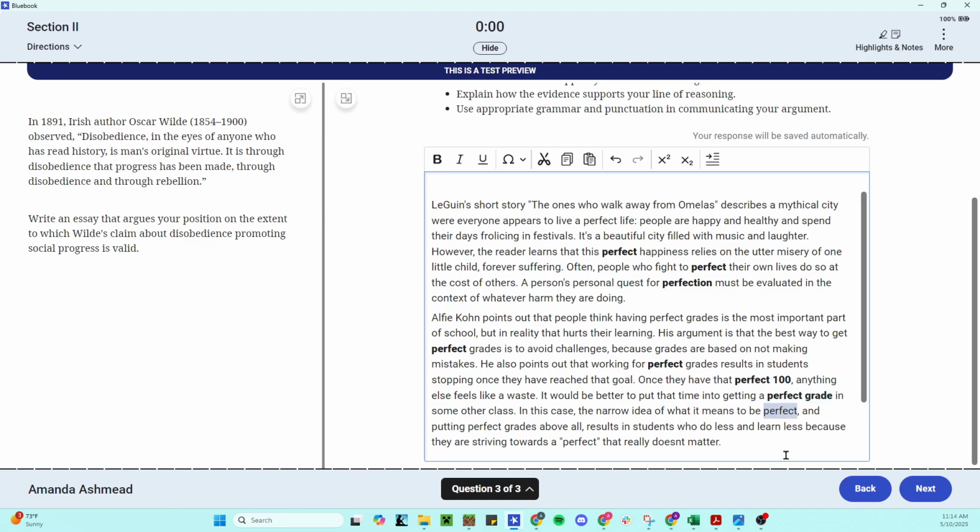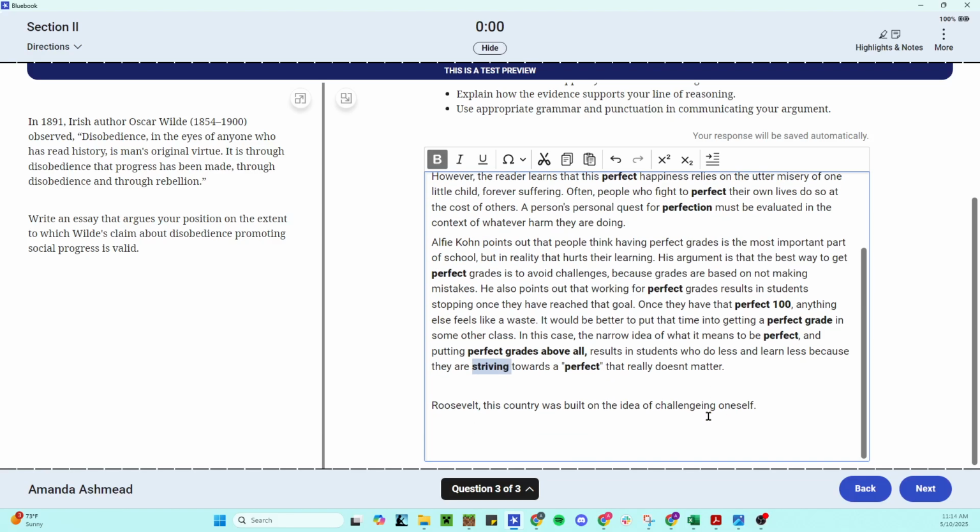This narrow idea of what it means to be perfect and putting perfect grades above all results in students who learn less and less because they are striving towards a perfect that doesn't really matter. Don't do this bolding on your actual essay. This is me just trying to show you how much perfect I got in there. And here it's in quotes, and I got striving in there too, because remember that's part of it. Okay, so now we have two of our three really written up.